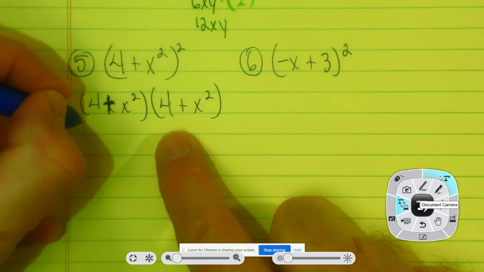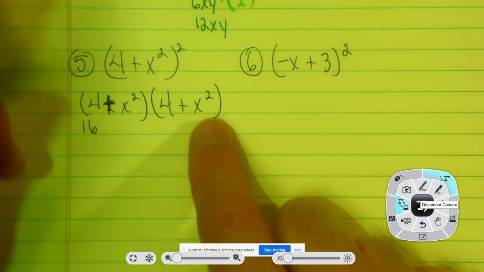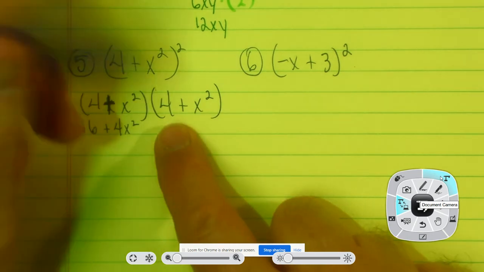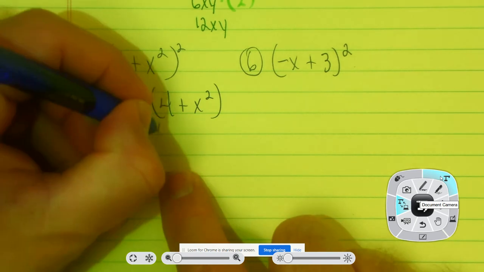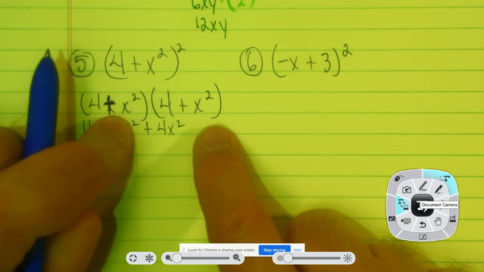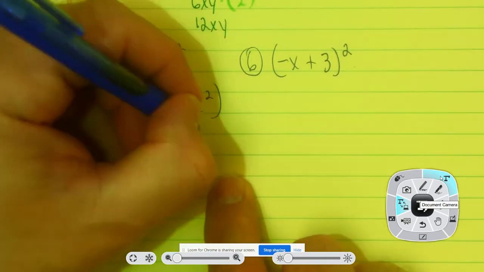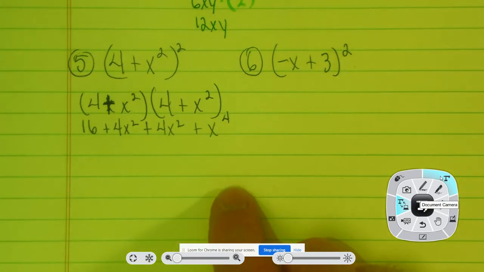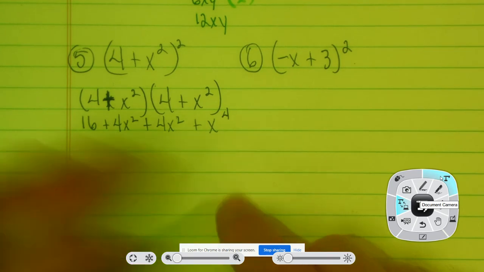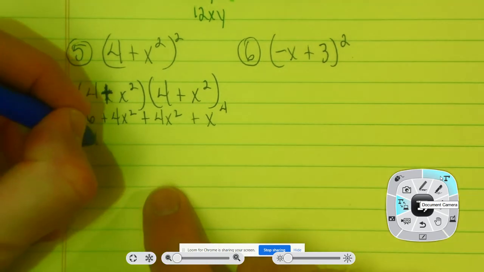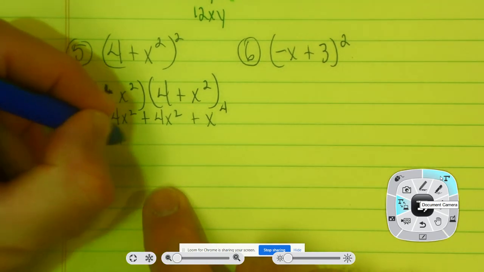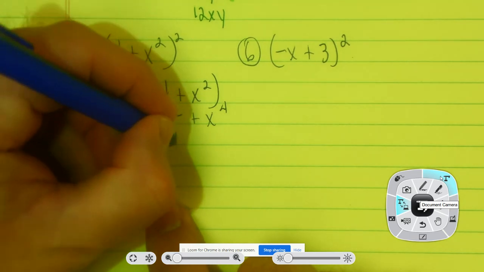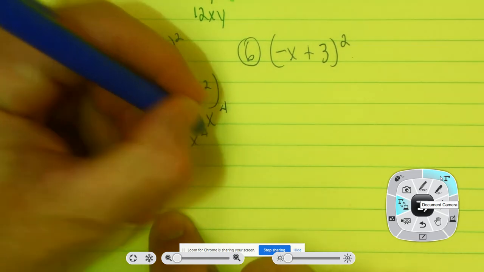4 times 4 is 16. 4 times x squared is plus 4x squared. x squared times 4 is plus 4x squared. And the last one is going to be x squared times x squared, which is x to the, remember we add those exponents, x to the 4th power. Okay, so I'm adding two middle terms. It's 16 plus 8x squared plus x to the 4th power.